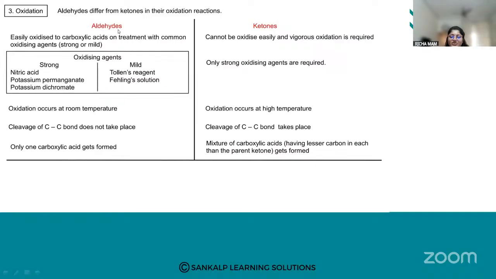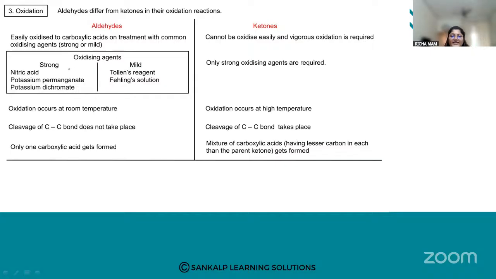What do you mean by oxidation, students? Oxidation is addition of oxygen or removal of hydrogen. Aldehydes and ketones differ in their oxidation reaction. How do the aldehydes differ from the ketones in their oxidation reaction?